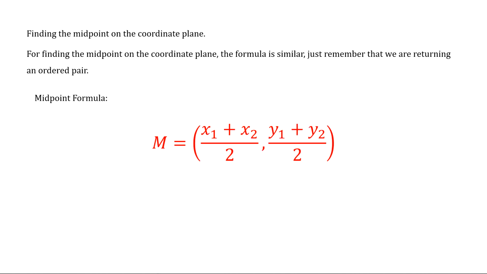So when we look at our examples, we're always going to just be using x1 plus x2 divided by 2, y1 plus y2 divided by 2. It doesn't matter which is x1 and y1. It doesn't matter in this at all.